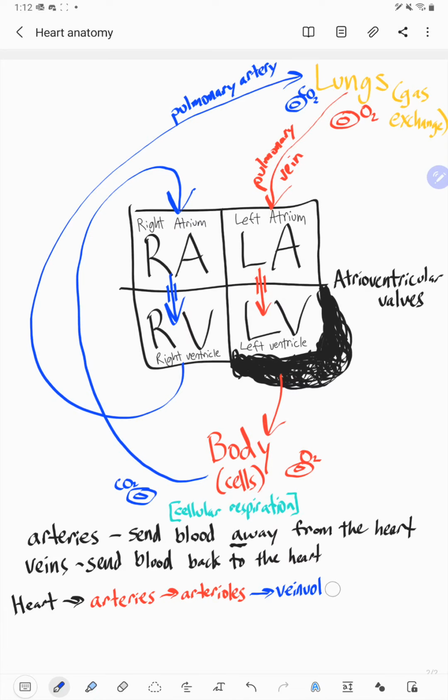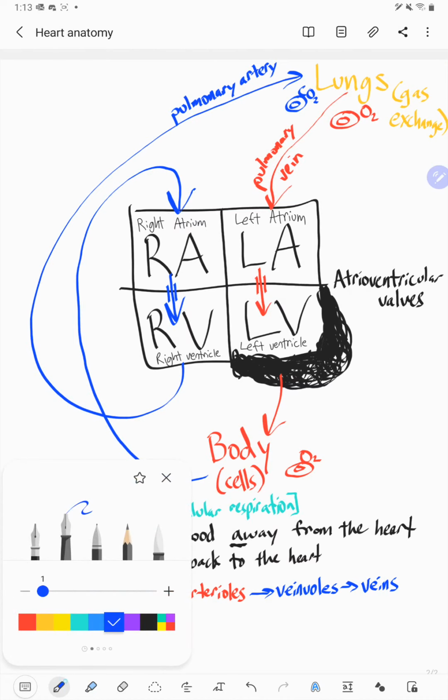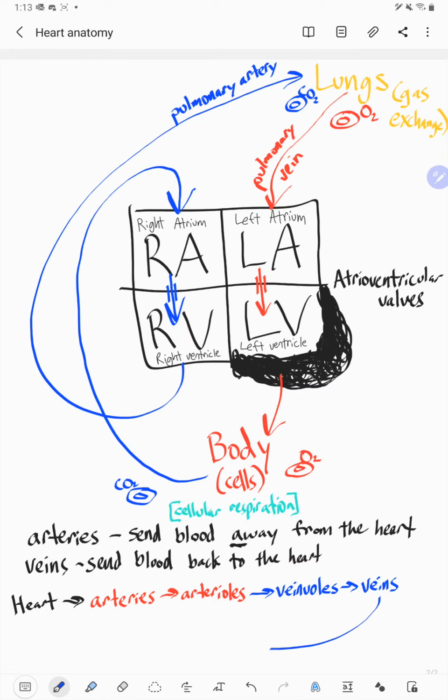I think that's how it's spelled. All right, then after they travel through the venules, they're going to go to the bigger veins. The veins start getting bigger and bigger as we get back to the heart. So they're going to go through veins and all the way back to the heart. They're going to circle back to the heart. And that's deoxygenated blood, typically. So we can draw it like that.